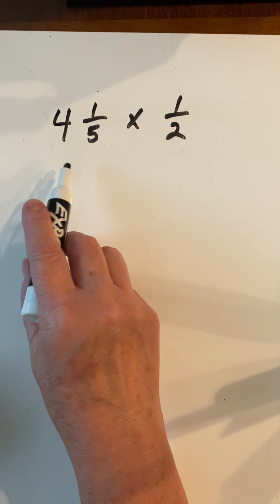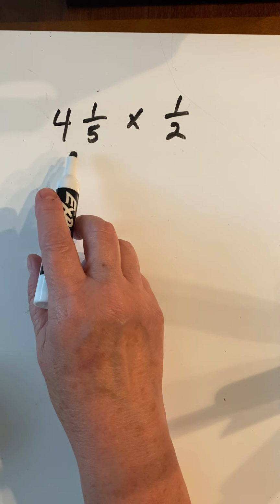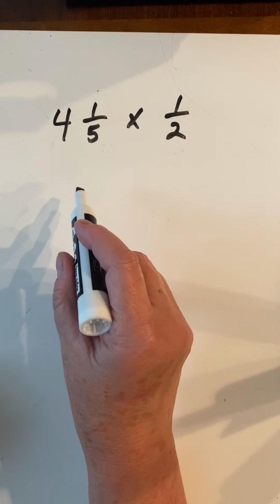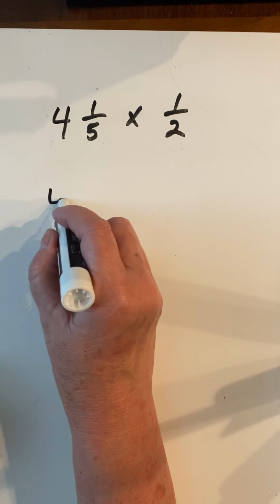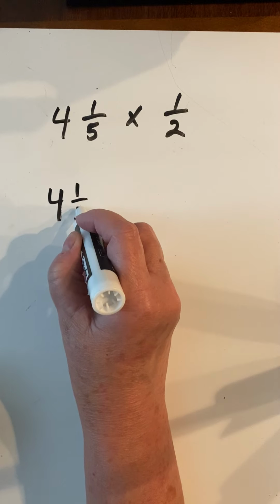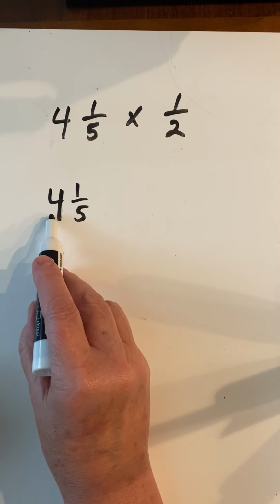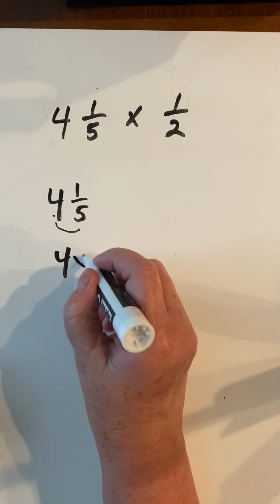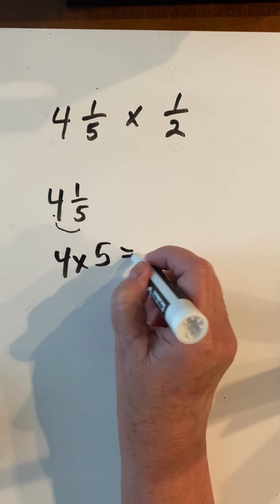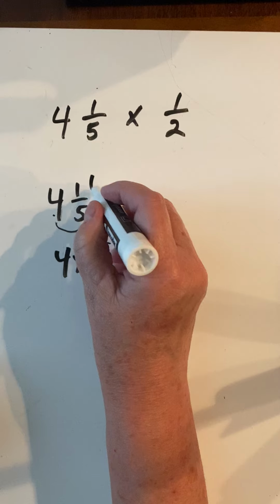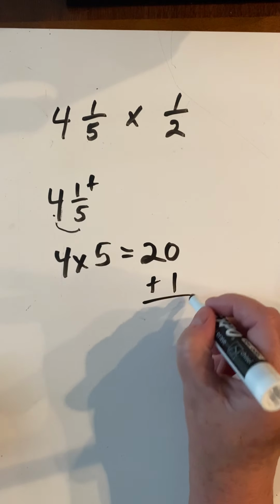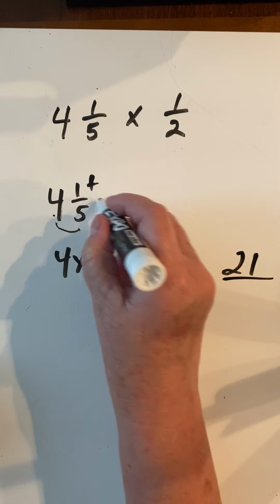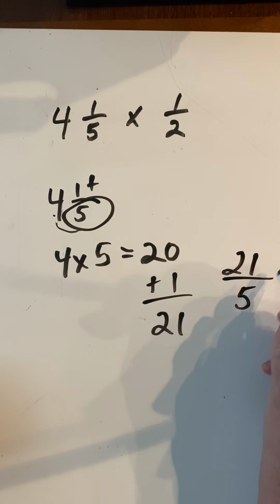First of all, we have to turn this mixed number into an improper fraction. So I'm going to take the 4 1/5, and remember what we did in the last homework. We multiply the whole number times the denominator. So 4 times 5 is 20. And then we're going to add to it the numerator. So we get 21, and I'm going to keep the same denominator, 21/5.